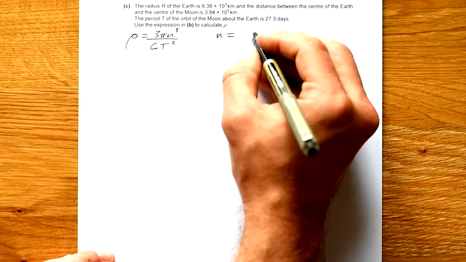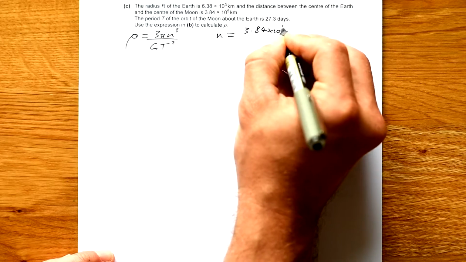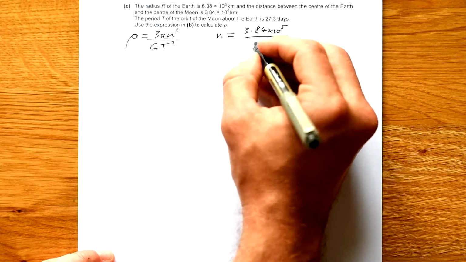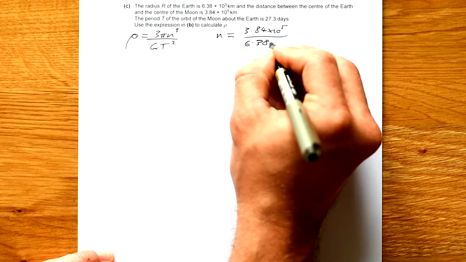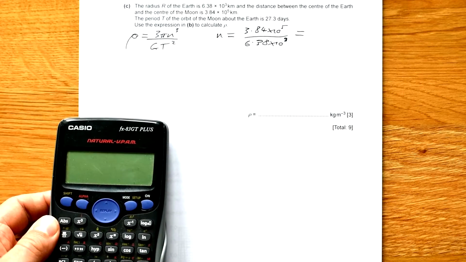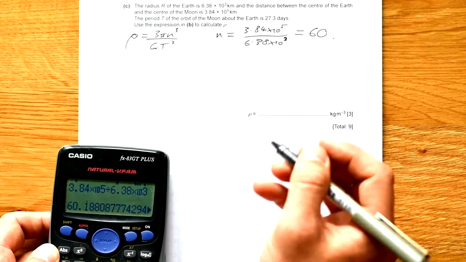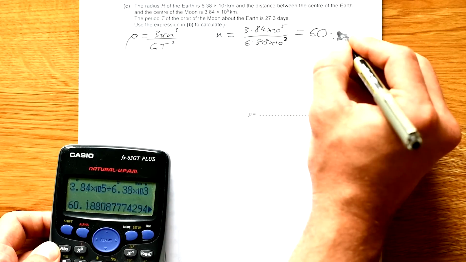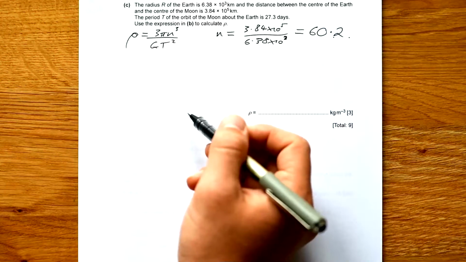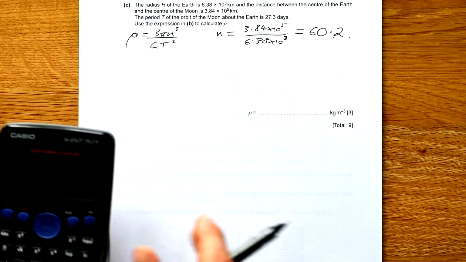So therefore we want to have 3.84 times 10 to the 5 divided by the radius of the Earth. And that will give us our factor of how much bigger one is than the other. And that gives us 60. Seeing that they've gone to 3 sig figs, we better had as well, 60.2. But we want t in seconds as well. So, hey, we can just leave that until the end.